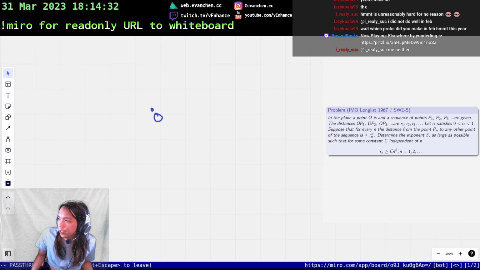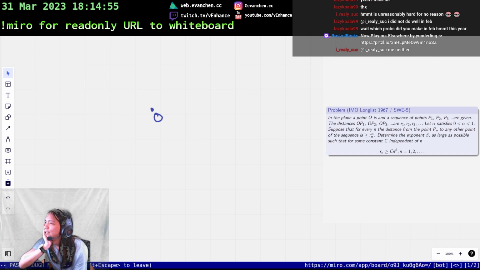Okay, welcome back. So, in the plane you have O and a bunch of P_i's. What is this? I'm assuming alpha is fixed. So you fix some alpha between 0 and 1, and the points have the property that the nth point is distance at least... what is this? OP_n is at least some distance, and you want to say how fast does R_n have to grow?